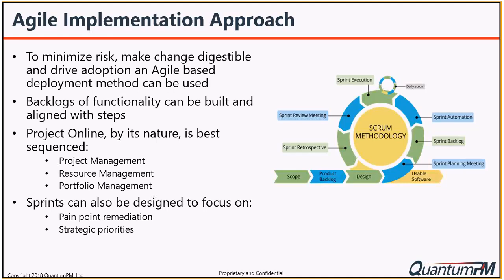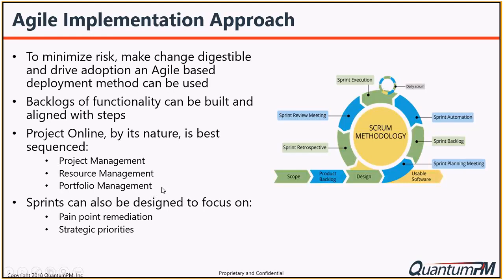One of the things about Project Online and Power BI is that there's definitely a sequence to this based on the dependencies. The foundation is basically project management. You need to be able to manage projects. Then you go into resource management. The reason is because to do resource management, you need projects, right? So you need to have work that's being used by resources. So that's why resource management is second.